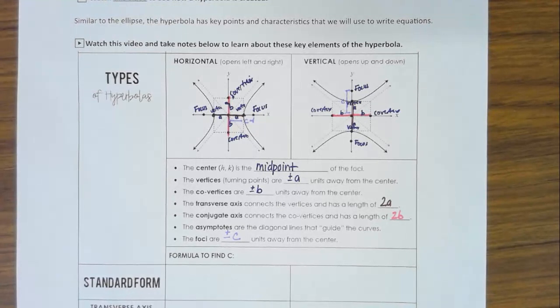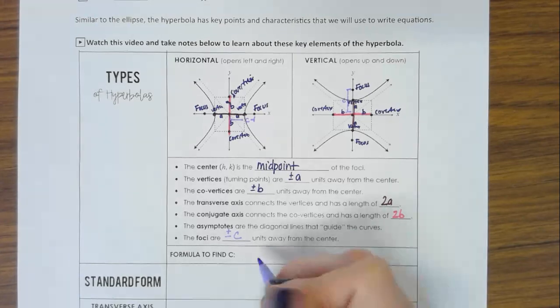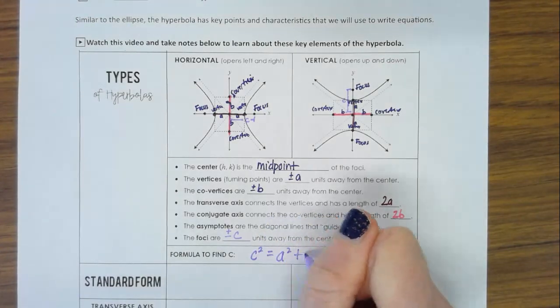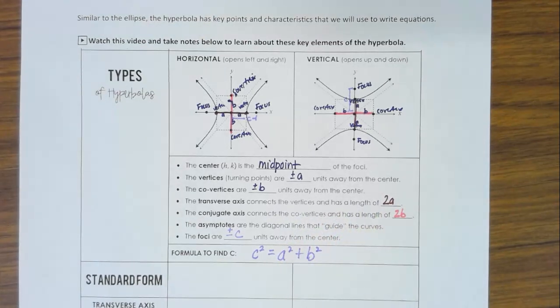Now, obviously, we can see our values for A and B are coming directly from our vertices and our co-vertices. That value for C, similar to our ellipse, we have to build. So it's interesting in this case right here, but our formula to find C is actually the same as our Pythagorean theorem. So when we're working with a hyperbola, our formula to find C is just C squared equals A squared plus B squared. So those are all of our key characteristics. And what we're eventually going to be doing is looking at how we can use these key characteristics to write equations or take an equation that's given to us and draw a graph or identify these key points.